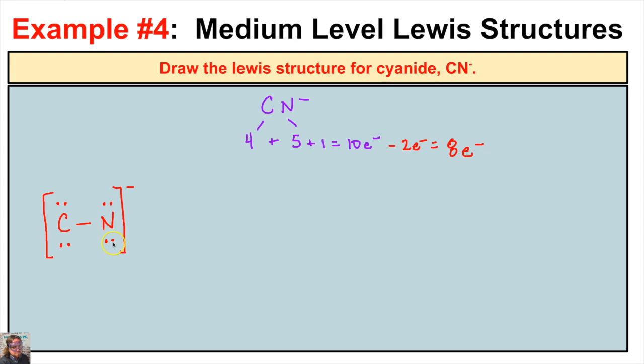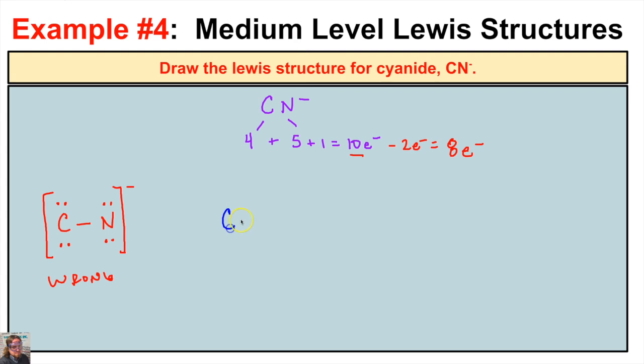If we take a look, we've used 2, 4, 6, 8, 10 of our valence electrons here. This carbon atom only has 2, 4, 6 electrons surrounding it though, and this nitrogen has 2, 4, 6, and this carbon only has 2, 4, 6 electrons surrounding it. So this is going to be the incorrect Lewis structure for cyanide. So let's go ahead and try this over again.